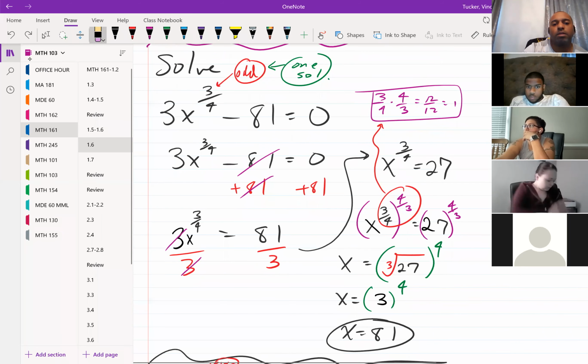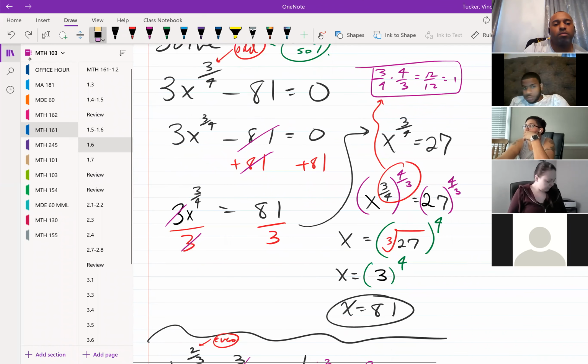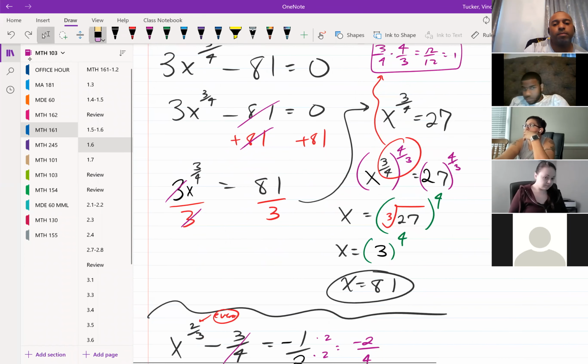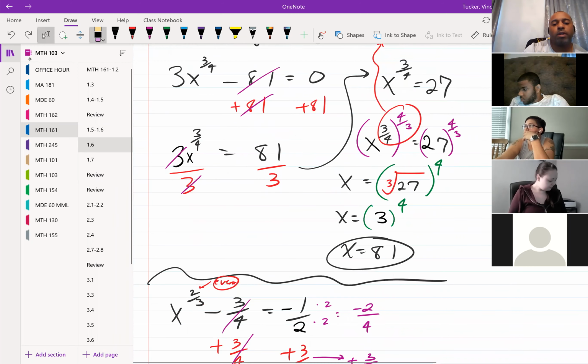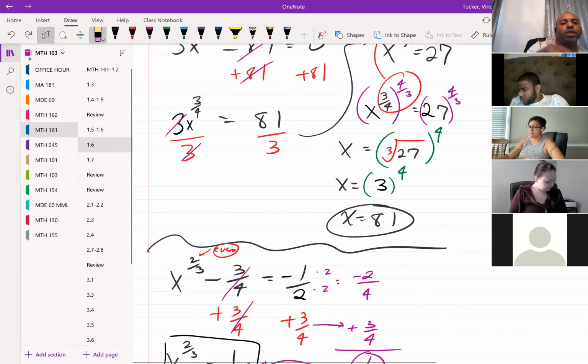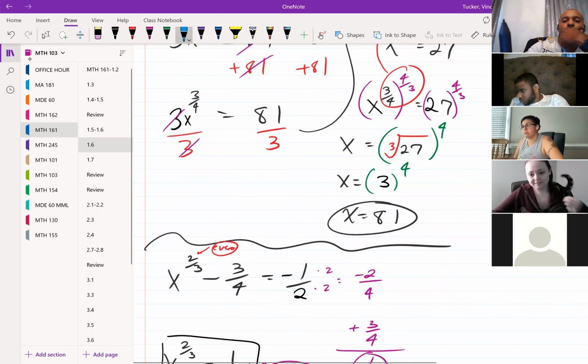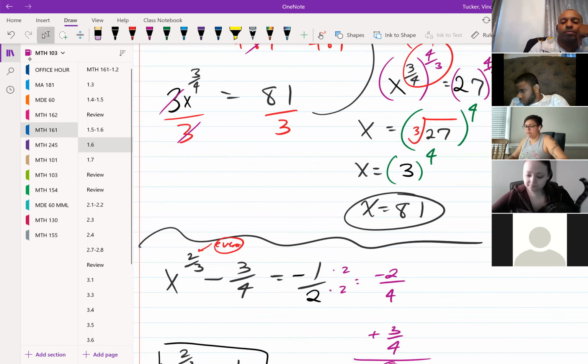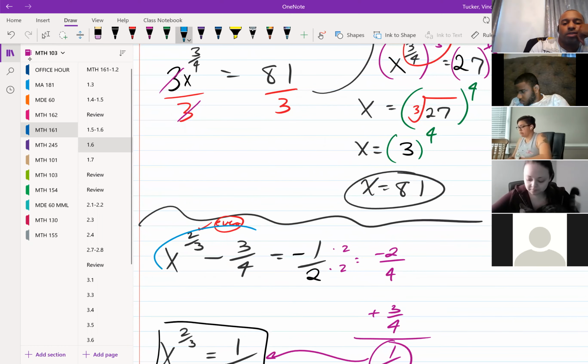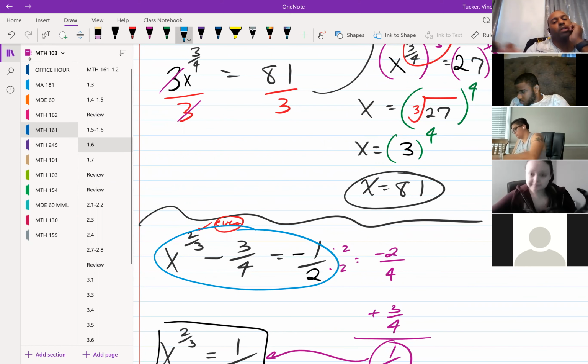All right. Now scroll up. All right, so we're going to do this again, but this time our numerator for our exponent is even. Let me erase this. So this is your original equation right here. x to the 2/3 power minus 3/4 equal to negative 1/2.